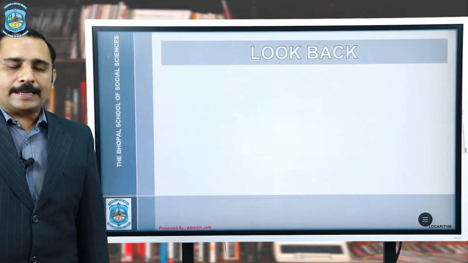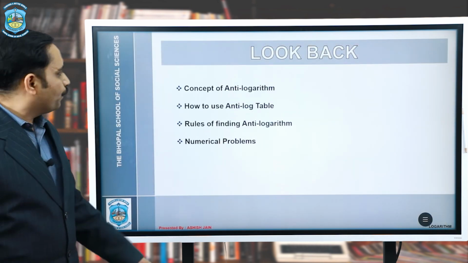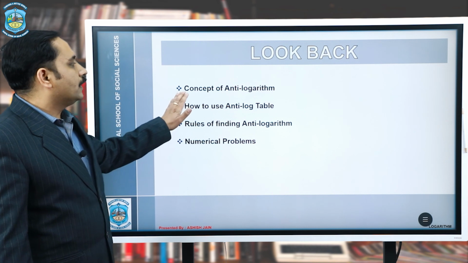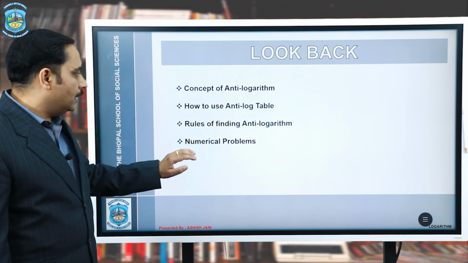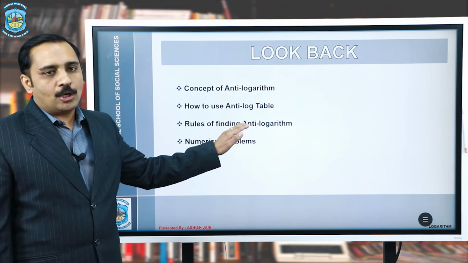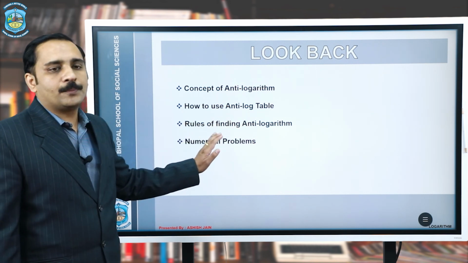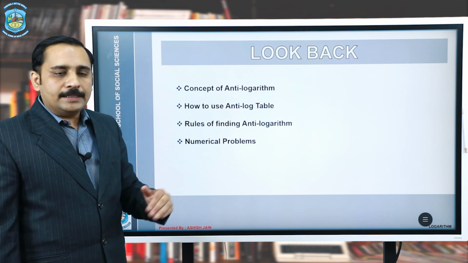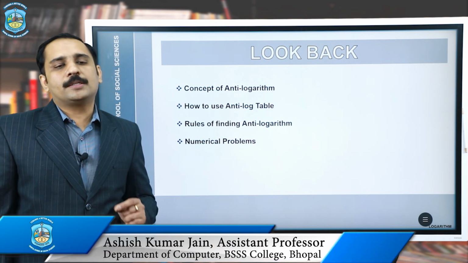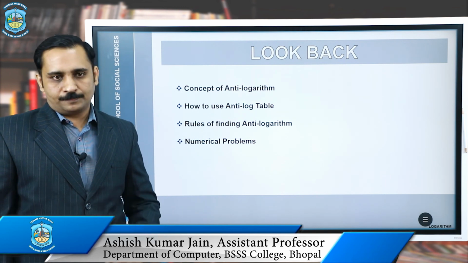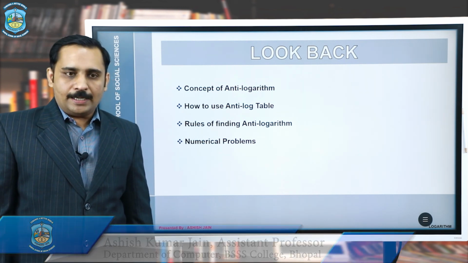Let us now look back and see what we have covered in this module. In this module, we have covered the concept of anti-logarithm. We have seen how to use the anti-logarithm table. We have seen the rules of finding anti-logarithms, and we have seen some numerical problems on anti-logarithm. In the next module, we will be covering how we use logarithm and anti-logarithm together to solve problems. Until then, keep learning. Thank you.